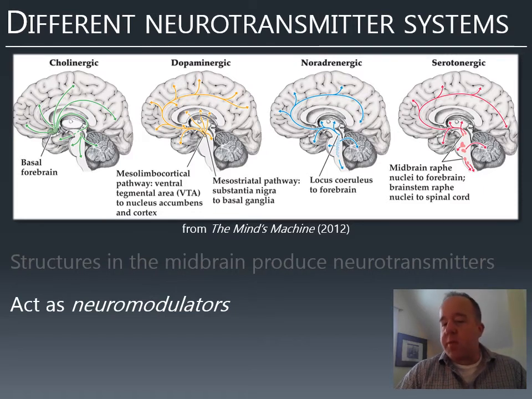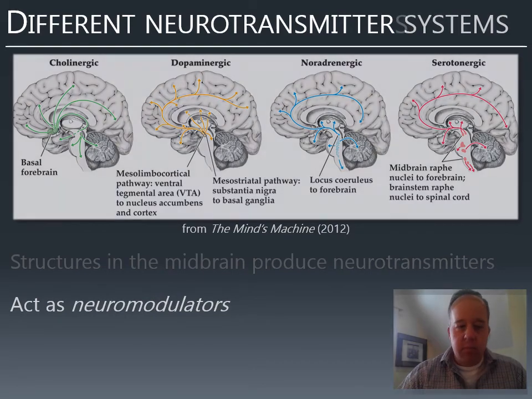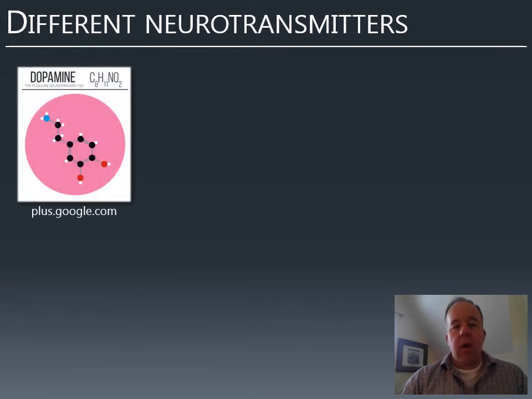Glutamate, GABA, these make up most of the signals that are going around. But these other neurotransmitters can change how those signals are processed. And that is a process we call neuromodulation. So let's get into some of these less common but still important neurotransmitters.